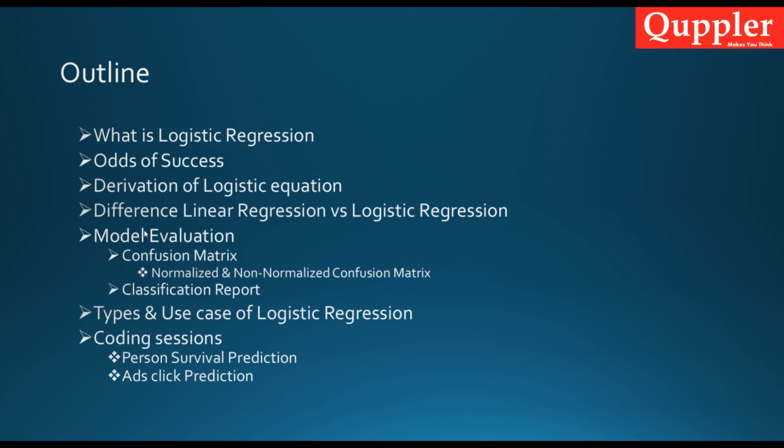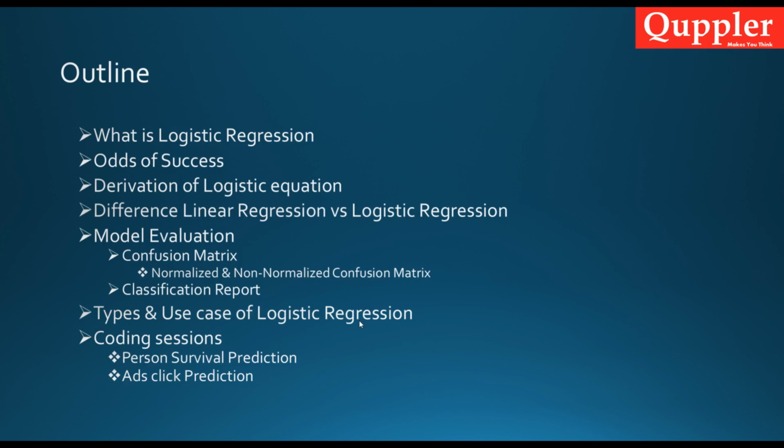Once this part is done, we're going to move ahead to see the difference between linear regression and logistic regression. Then we're going to see the model evaluation, like what are the different ways in which we can evaluate the model. We're going to see the confusion matrix or the classification report and the types of this confusion matrix. Then we're going to see the types and use cases, like how we can apply the different types of logistic regression and where we can use it.